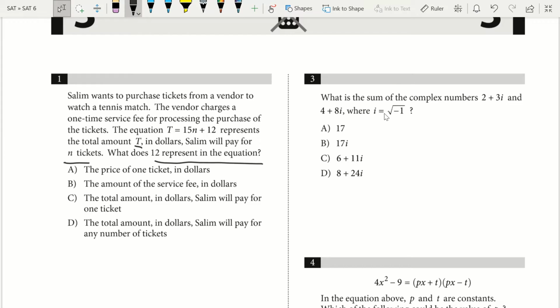Well, we know that if we bought 0 tickets, N would be 0, and we'd have 15 times 0, which would give us 0, and we'd have 12 as our total cost. So now we'll read through our answer choices. Answer choice A says the price of one ticket in dollars. Well, we know that's wrong because the price of one ticket is 15, because we have 15 times N. Answer choice B, the amount of the service fee in dollars, is correct because if we bought 0 tickets, we'd still have to pay $12, which means our $12 represents our one-time service fee.